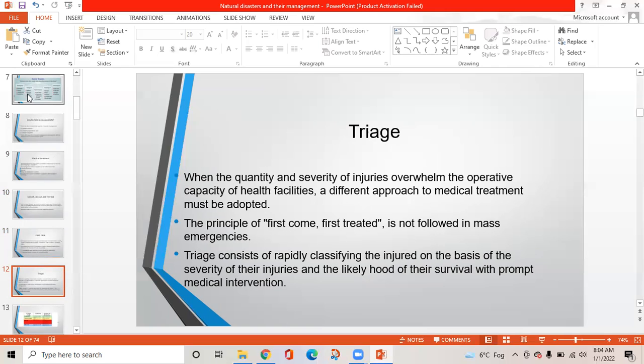Triage. When the quantity and severity of injuries overwhelm the operative capacity of health facilities, a different approach to medical treatment must be adopted. The principle of first come, first treated is not followed in mass emergencies. Triage consists of rapidly classifying the injured on the basis of the severity of their injuries and the likelihood of their survival with prompt medical intervention.